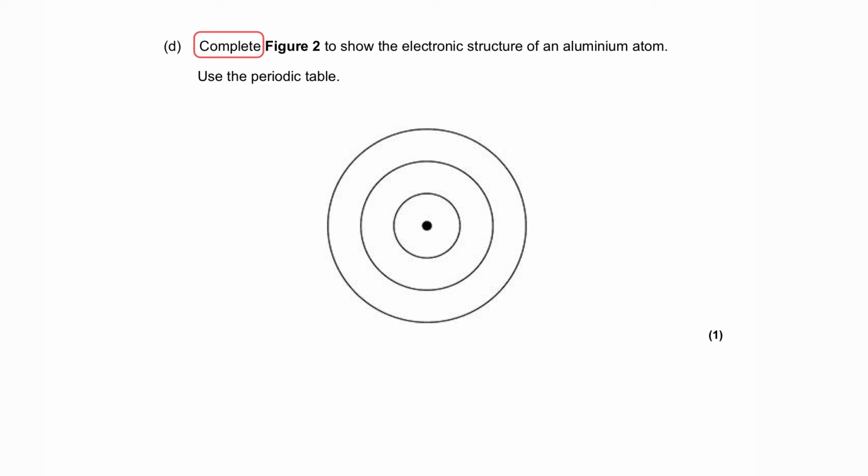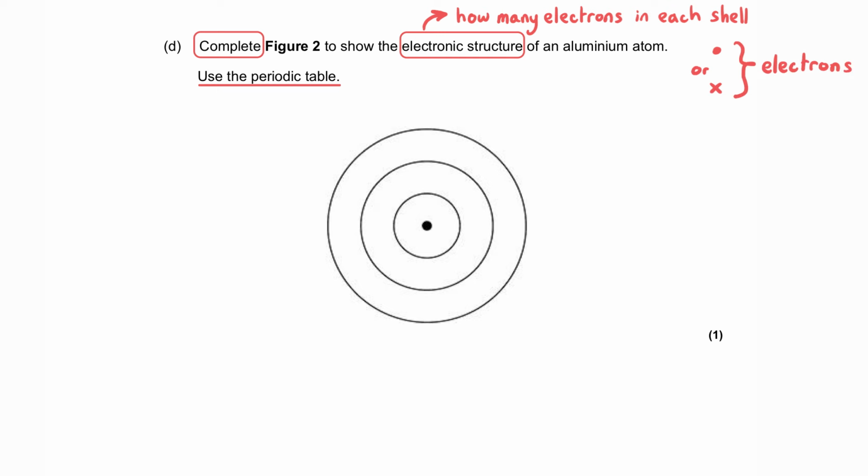Complete figure 2 to show the electronic structure of an aluminium atom. Use the periodic table. The electronic structure shows us how many electrons there are in each shell of a particular atom, and the electrons are represented by either dots or crosses. It doesn't matter which, you just choose which you want to do. We've been commanded to use the periodic table. That's to find out how many electrons that we need to draw.